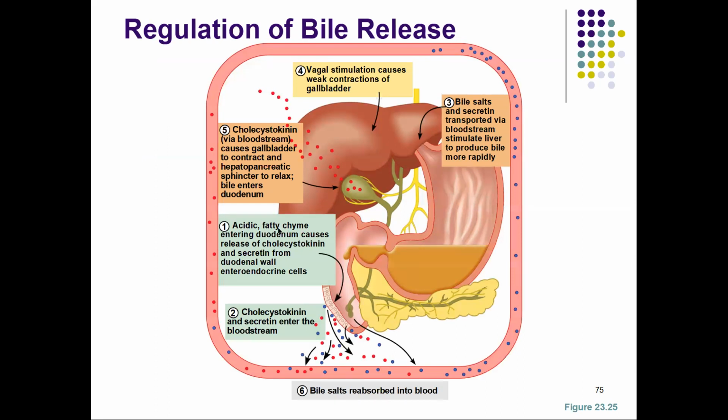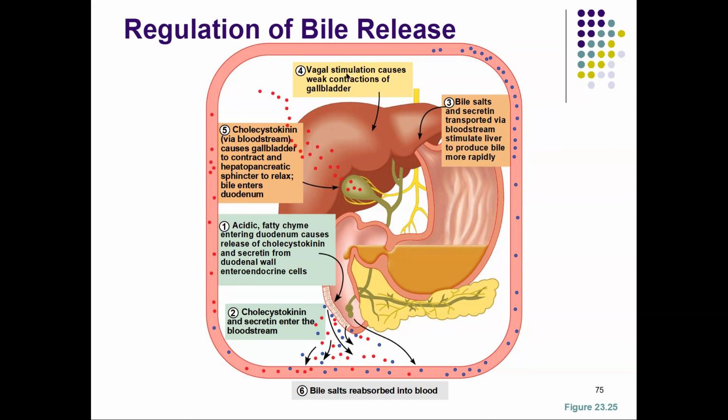So one, the acidic chyme comes into the duodenum, causing the release of cholecystokinin, right? It is secreted from the duodenal wall, which of course comes from enteroendocrine cells here, right? They enter the bloodstream, then go to the liver, and bile salts and secretin transported via bloodstream stimulate the liver to produce bile more rapidly. So the liver starts making bile like crazy.